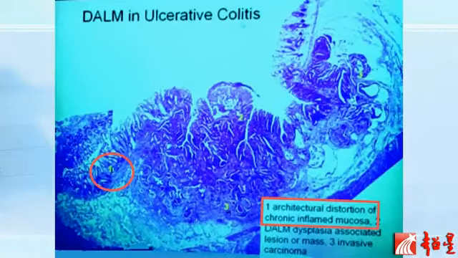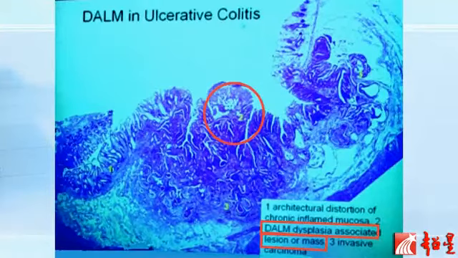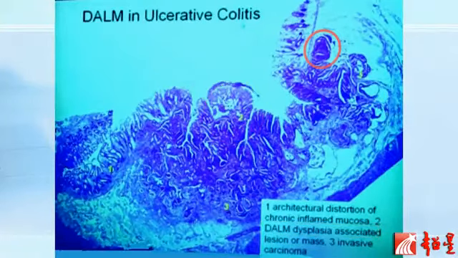Here you see this is a normal structure, architecture. This is not normal, it's chronic inflammatory mucosa. And here we can see the dysplasia, this dark area. And here you can see the tumor. Why do we say that this is tumor? Because it is not limited to the mucosa. It infiltrates into the submucosa. So we call it malignant.